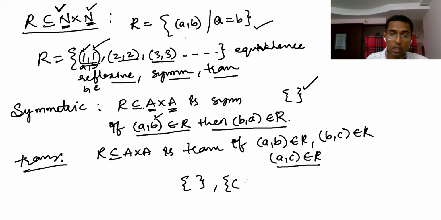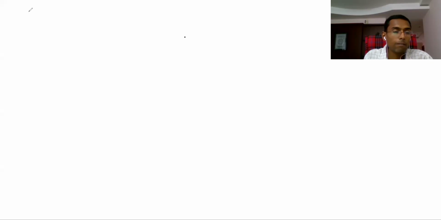What is a singleton relation here? You take, for example, (A, B) only is there, (B, C) not there. Automatically this becomes transitive. That's what I explained yesterday. So if a relation is reflexive, symmetric, and transitive, then it is called an equivalence relation. Yeah, that is equivalence relation. Now we'll take more examples for infinite sets.